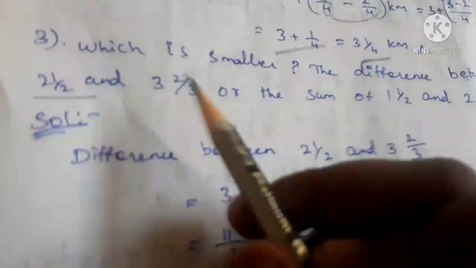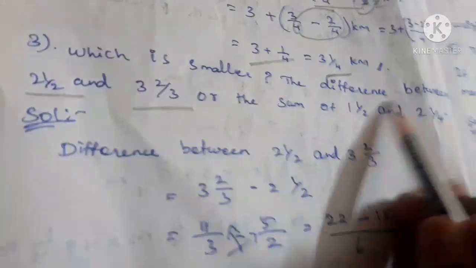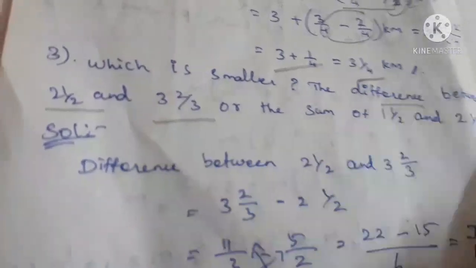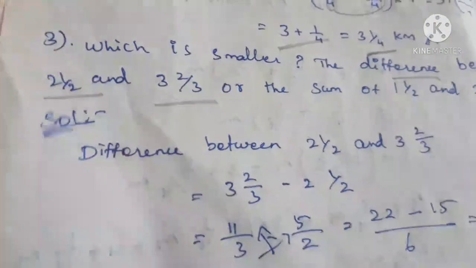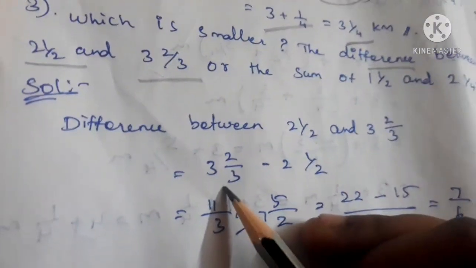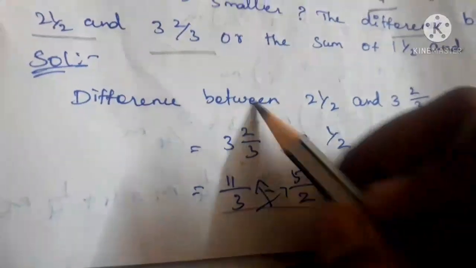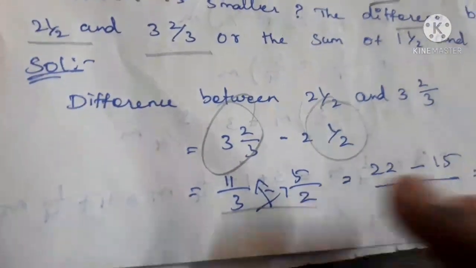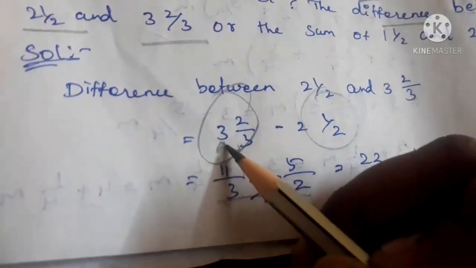So 2 1 by 2 and 3 2 by 3. First we are going to subtract both of them because the difference is given. The difference between these two means the subtraction you should do. The first number is this one, because this is greater, you should take that as the first number. Then just do the calculation. So I am converting both into mixed fraction. So it is 11 by 3, because 3 into 3 is 9, 9 plus 2 is 11, 11 by 3. 2 into 2 is 4, 4 plus 1 is 5, 5 by 2.